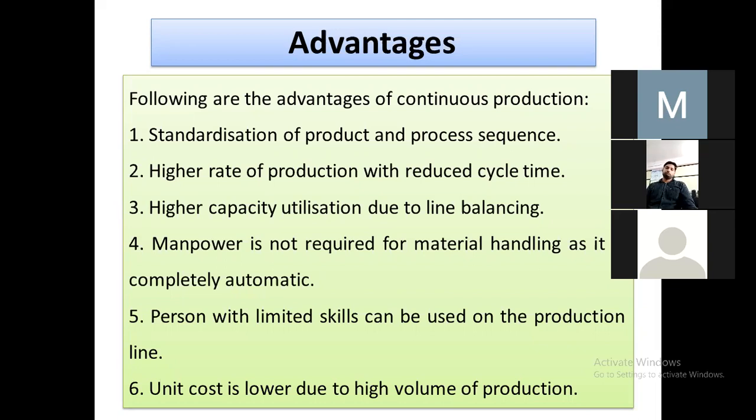Then manpower is not required, so that cost gets reduced for continuous production. Person with limited skill: in a job shop production, a highly skilled worker is required because every job is challenging for that worker. But here there is no need for human interference. The skill means only whether to go for the production or not, when to stop and when to start the production. So no skills are required; anyone can do that job. Such tasks are available only in continuous production, and large amounts of products are produced, so the cost of production will drastically get reduced. These are the advantages.